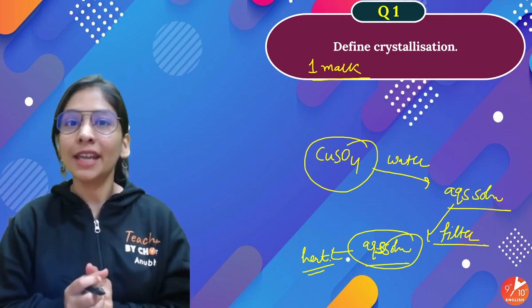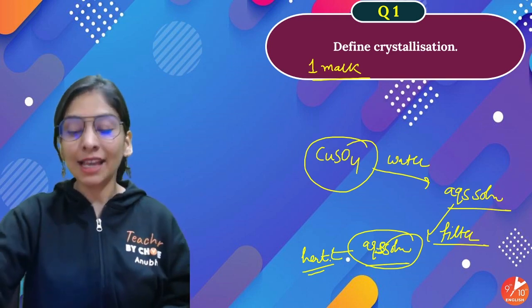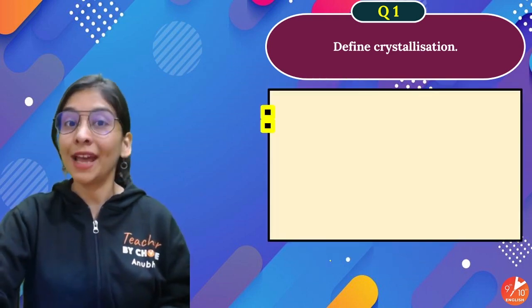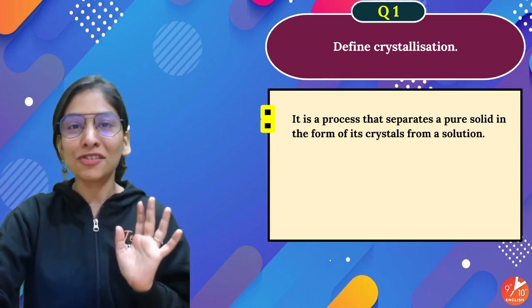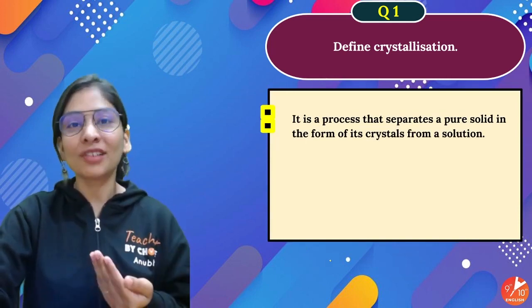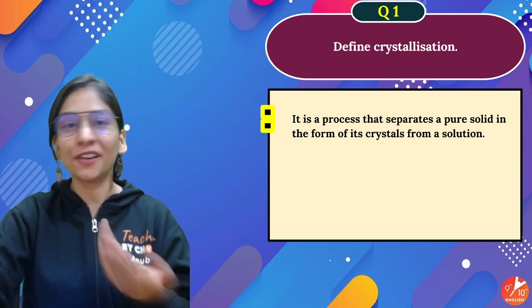So isn't it a great technique? Do not forget it. Crystallization is something that we use to purify an impure substance given to us. You just need to write these 1 to 2 lines. I just told the entire process so that you can have a thorough revision with your Anubha Ma'am.